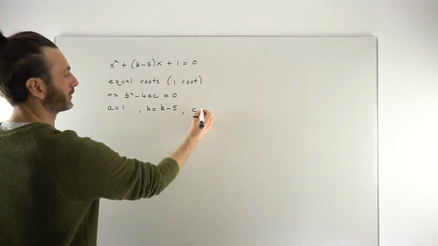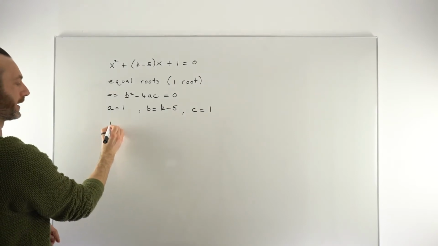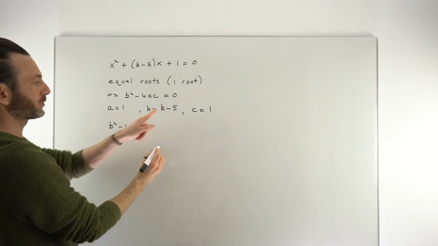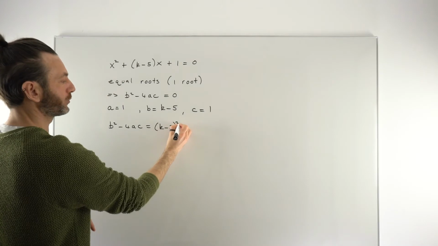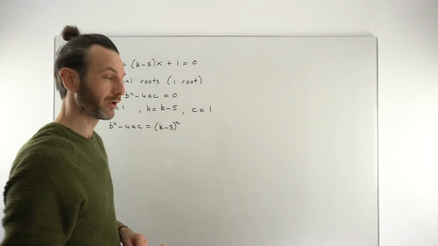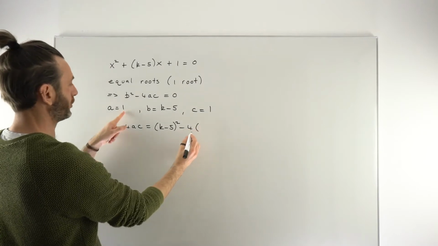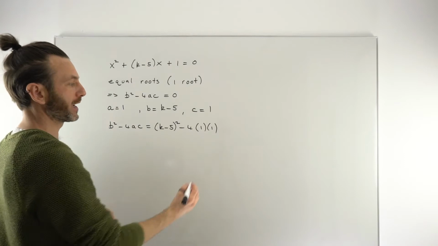In this case, it's just the number 1. So we can plug this into our discriminant. We're going to get b squared minus 4ac, which is equal to b squared, so (k minus 5) all squared. We use a bracket for that, that's quite common in these questions, minus 4 times the a value, which is 1, the c value, which is 1. It's good practice maybe just to use little brackets for those.